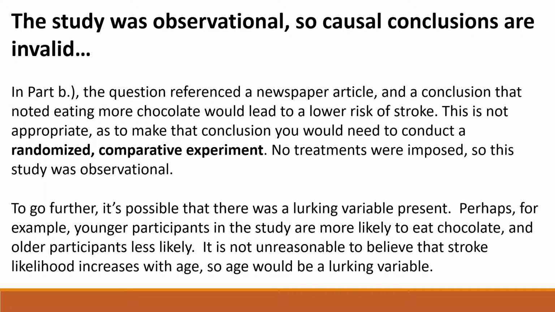To go a bit further, it's possible that a lurking variable was present. For example, maybe younger participants are more likely to eat chocolate. Maybe older participants are less likely. And along with that, with increased age comes an increased risk of stroke. So it's not unreasonable to believe that if that's the case, age could be a lurking variable in this experiment.